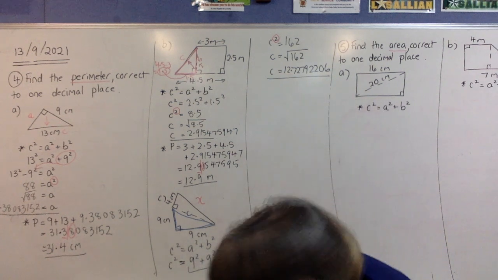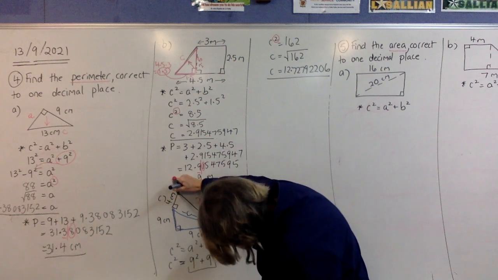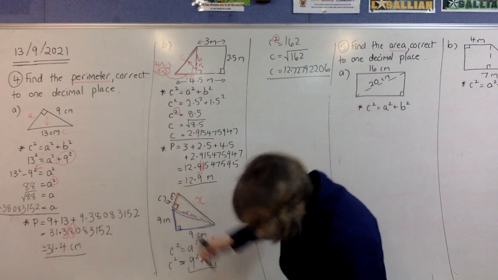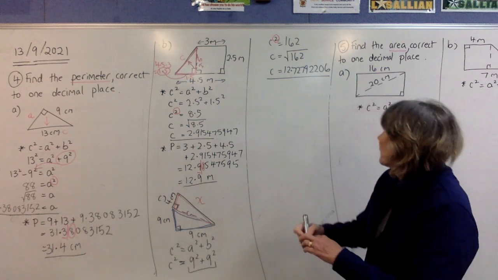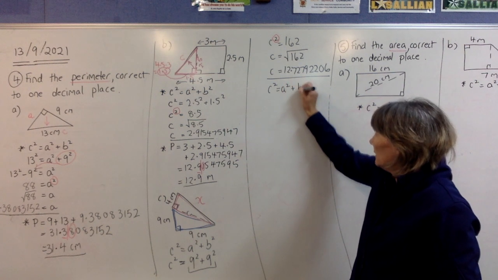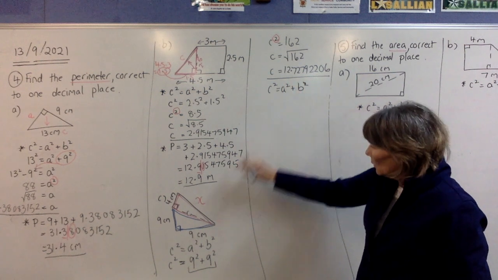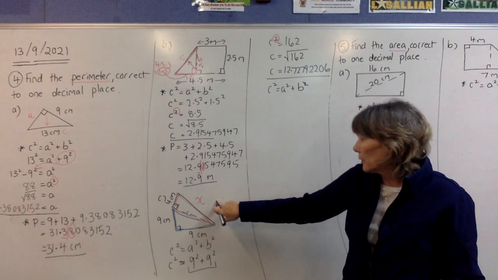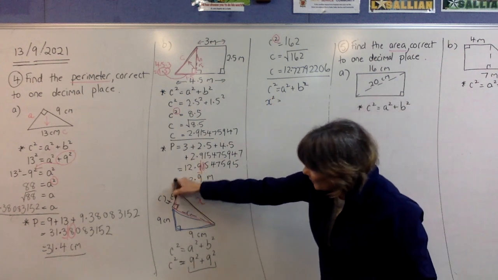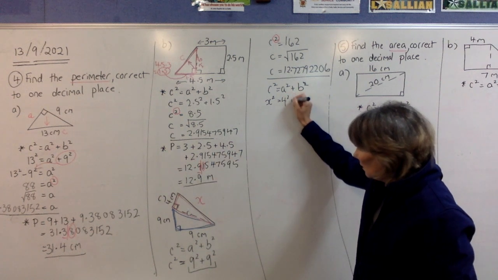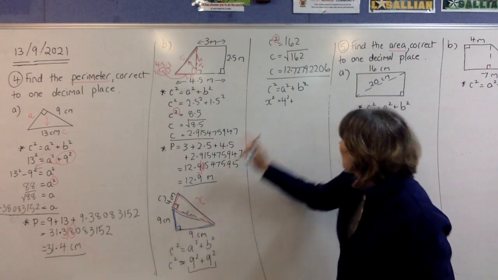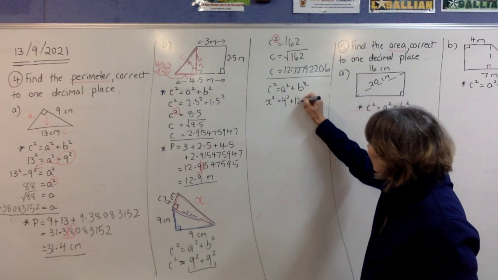So now we're going into this triangle, the red one. Okay, so we're using the red one now. So we're going to start again. C squared equals A squared plus B squared. Now, we're calling C, our hypotenuse is X this time, so we'll use the X. One side is 4, and the other side is this one here that you just found. So it's this big number here squared.